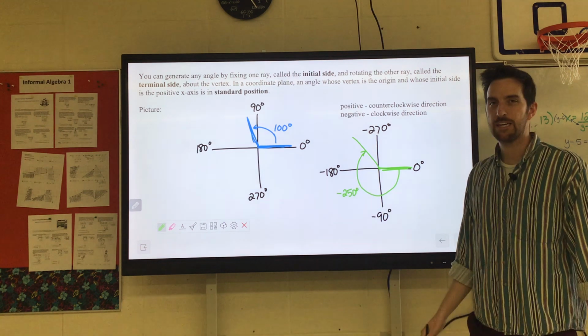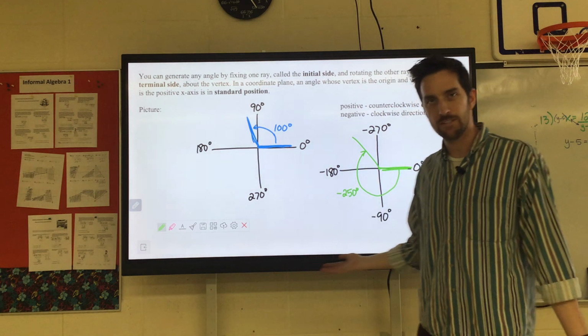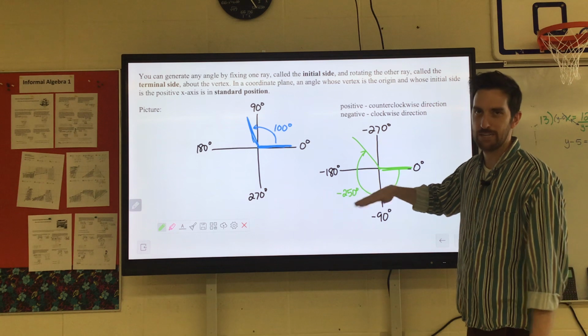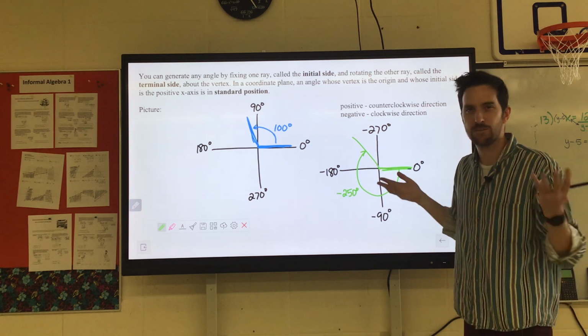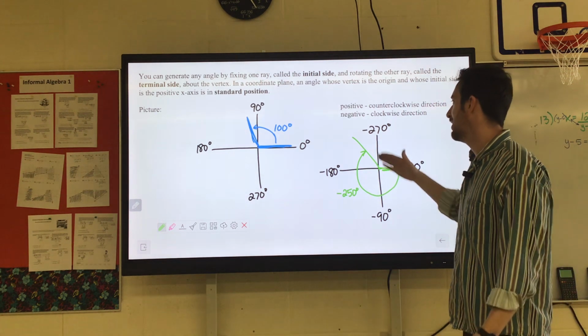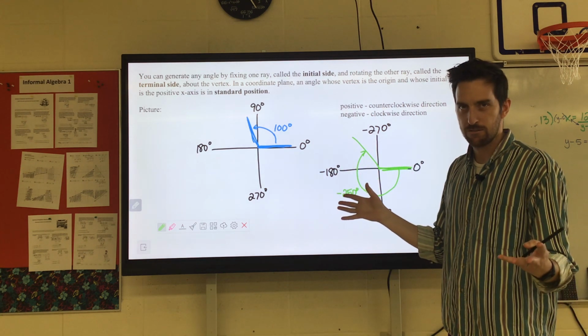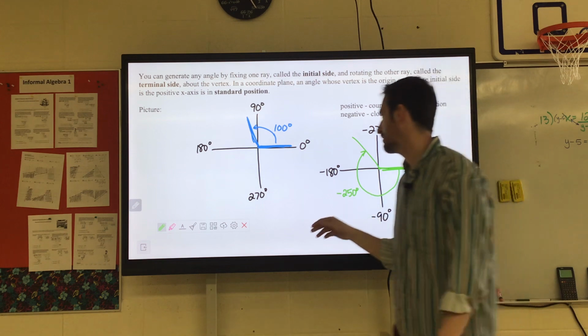Now, we're not going to be taking out protractors and measuring that out, but you just have to make sure that it's showing up between negative 180 and negative 270, right? That's where negative 250 would fall, and obviously it's a little closer to 270, but again, we're not taking protractors to these angles, so do your best.